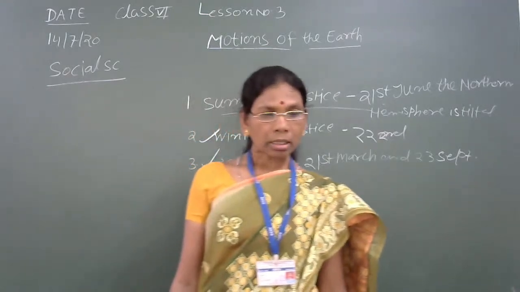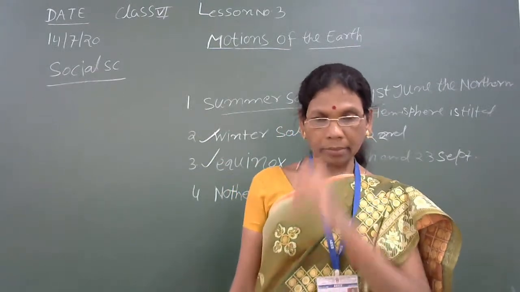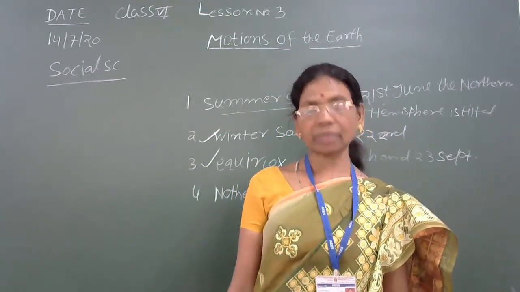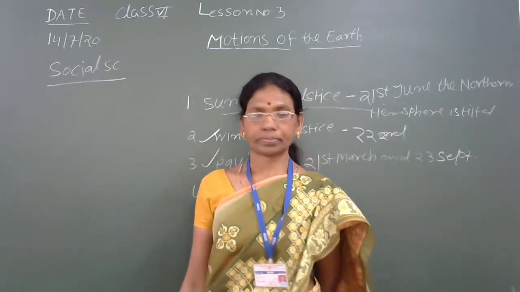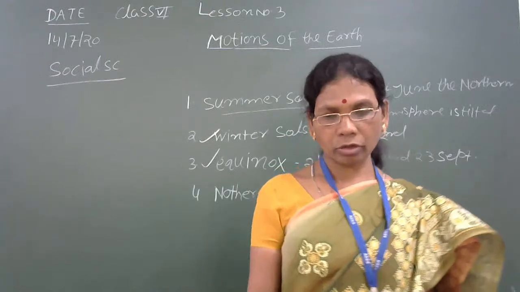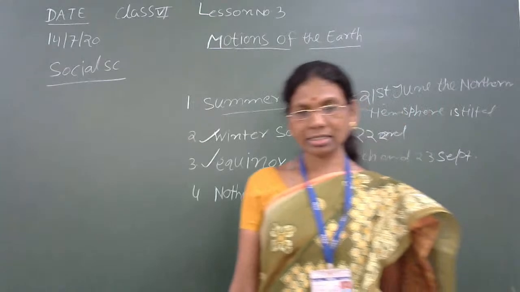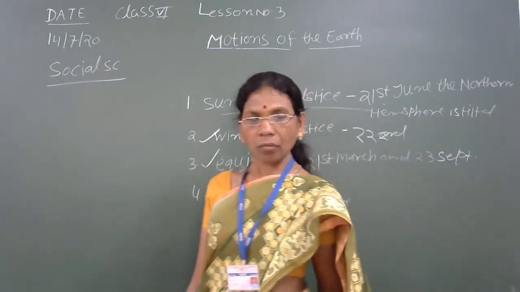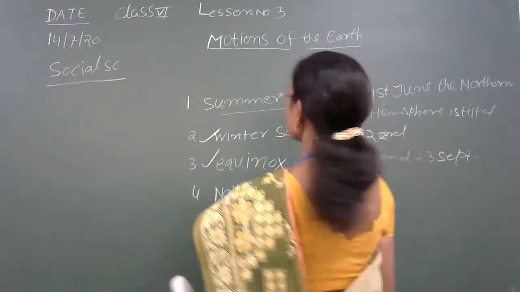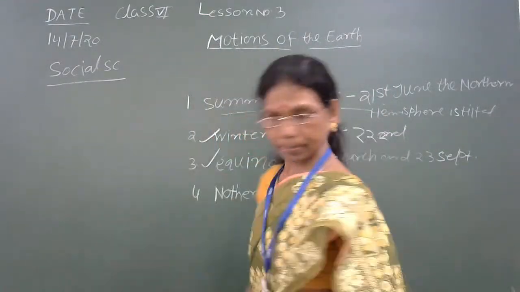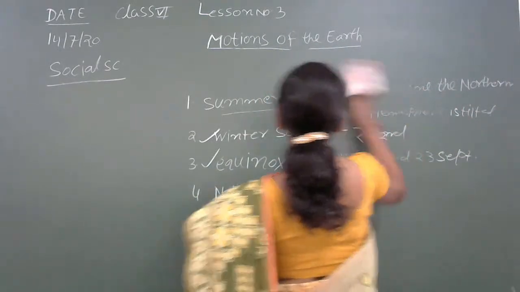Okay. Now you come to the question answer. We will discuss question answer first. Answer the following questions. What is the angle of inclination of the earth's axis with its orbital plane? Now you can write the answer: 66 1/2 degrees.